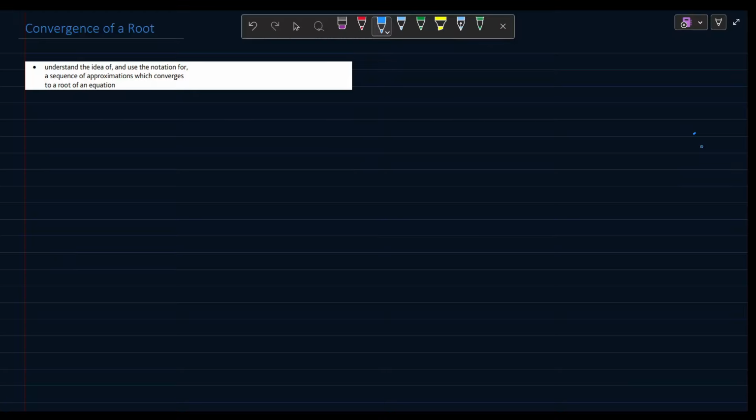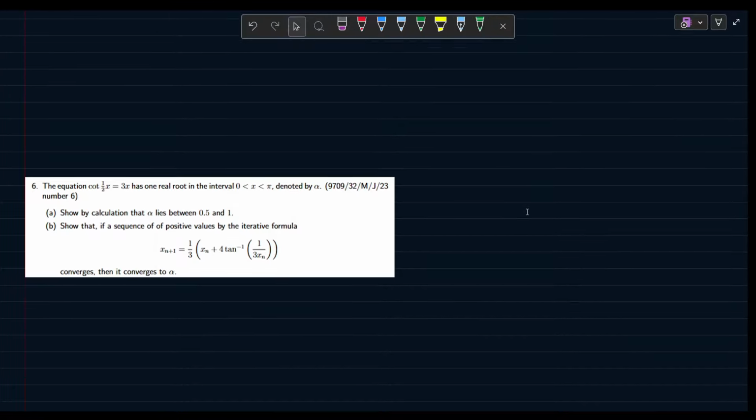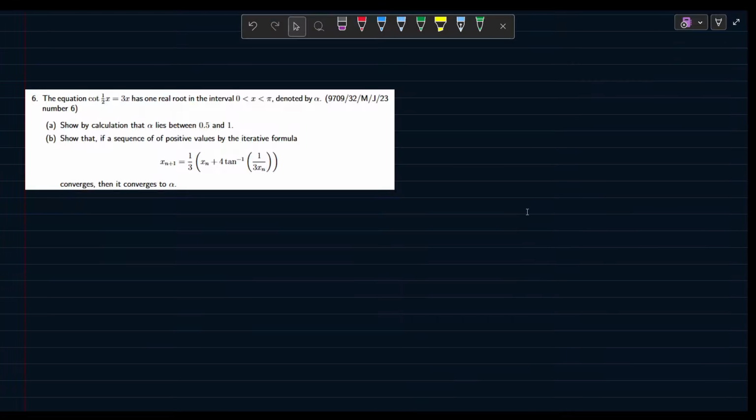Alright, so in the last video we looked at the iterative formula, and we said when we're using the iterative formula we stop when we get two iterations that have the same value correct to the specified degree of accuracy. So when this happens, we say that our sequence of approximations has converged to that value or that answer that we get. So you're going to get a lot of questions that say, show that if a sequence of positive values given by the iterative formula converges, then it converges to alpha.